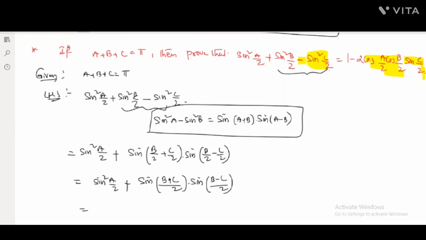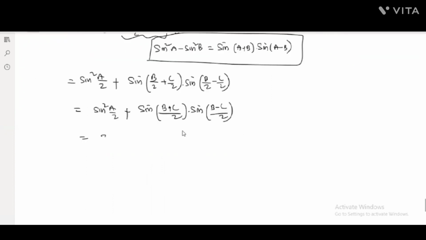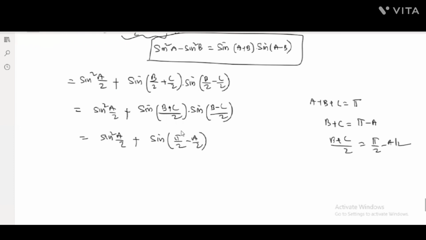So what we will get here is sine square a by 2 plus sine b plus c by 2. Sine b plus c by 2 means, see, what they are given is a plus b plus c is equal to 180 degrees. This is a condition. We need b plus c is equal to pi minus a. So b plus c by 2 is equal to pi by 2 minus a by 2. So sine of pi by 2 minus a by 2 into sine b minus c by 2. Sine 90 minus a by 2 is cos a by 2. So we'll get cos a by 2 into sine b minus c by 2.